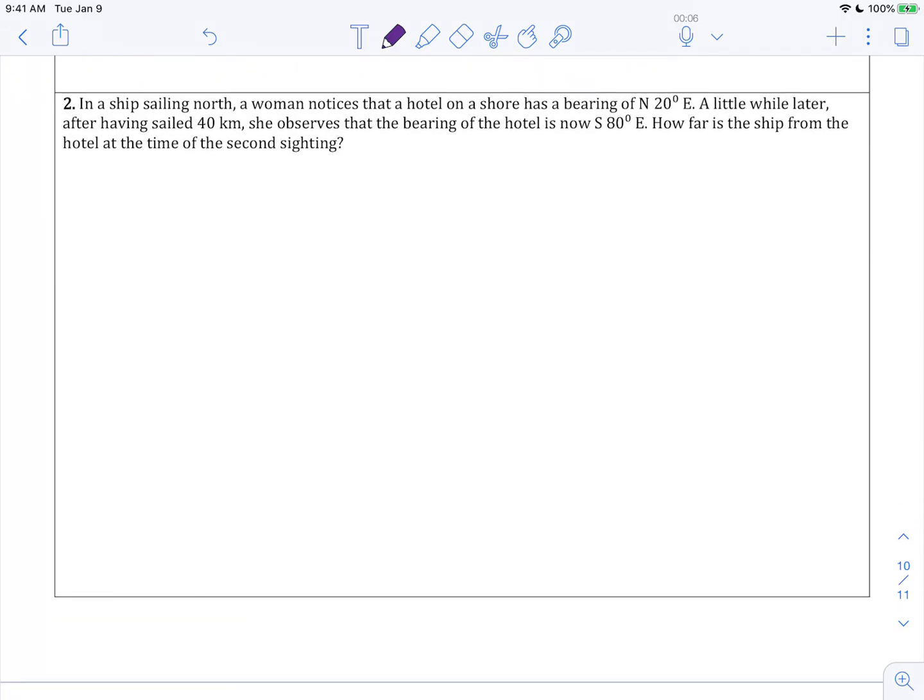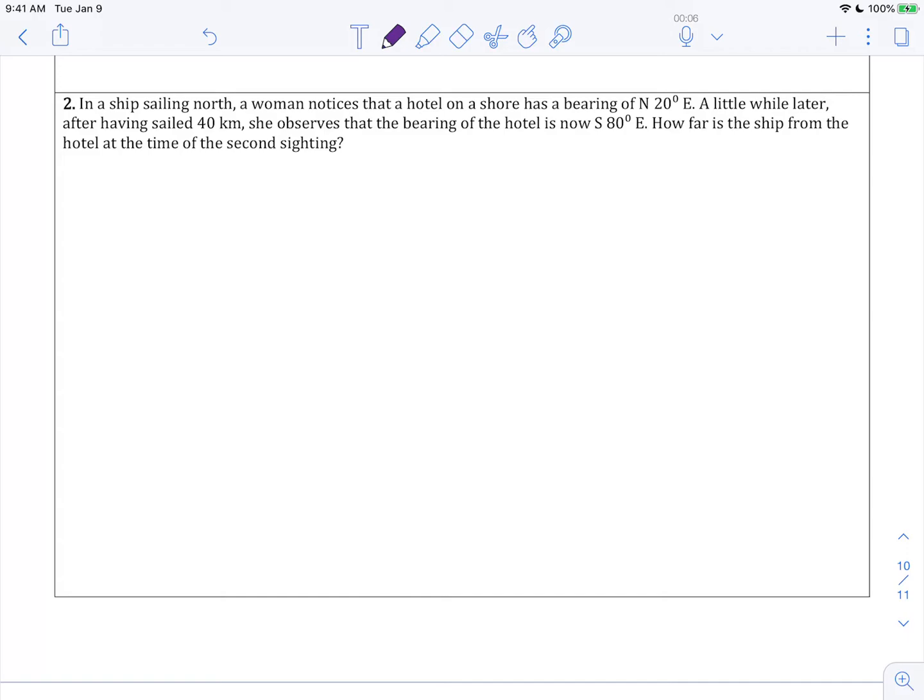In a ship sailing north, a woman notices that a hotel on a shore has a bearing of north 20 degrees east. A little while later, after having sailed 40 kilometers, she observes that the bearing of the hotel is now south 80 degrees east. How far is the ship from the hotel at the time of the second sighting?